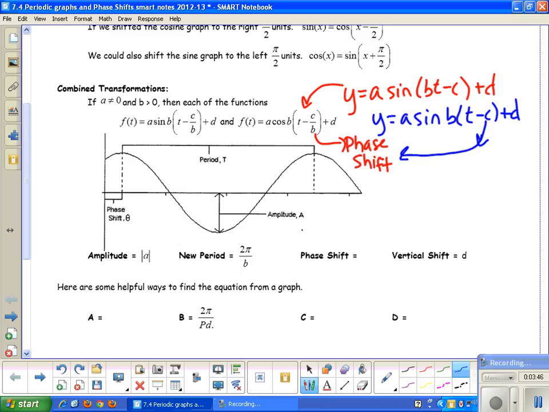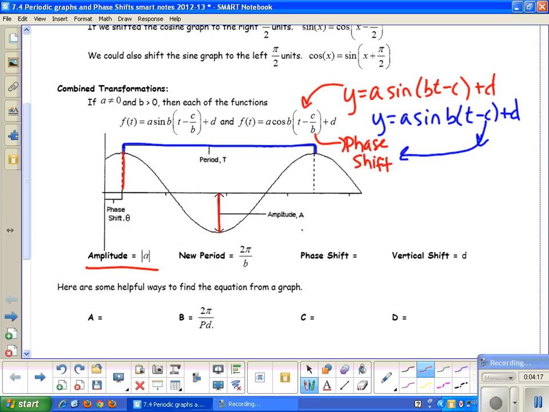Just as a reminder, the period is the distance horizontally that it takes to complete one wavelength on your graph, and remember distance is always positive. And the amplitude is the halfway distance in between the max and min values. Since it's the distance that you're oscillating back and forth around the x-axis or where it's shifted to, it's a positive value. So the amplitude is equal to the absolute value of a.